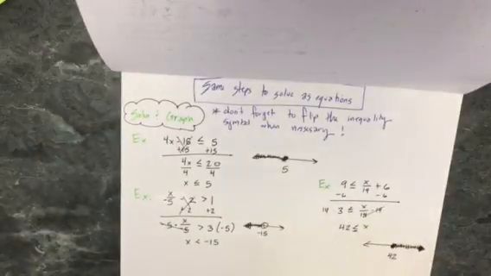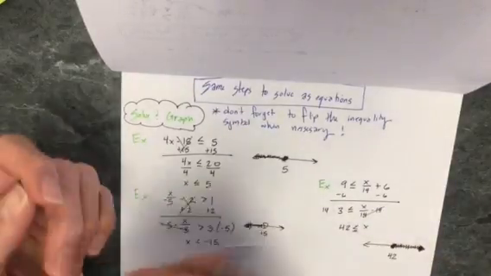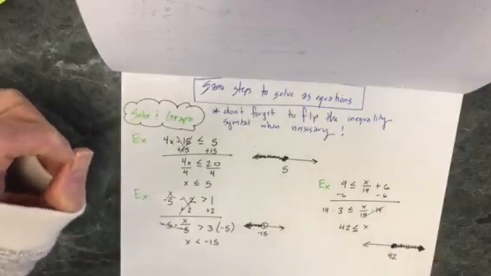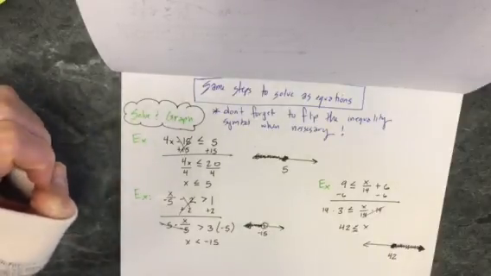All right, for your third You Try, I want you to do x divided by 13 plus 3 is greater than or equal to 4.